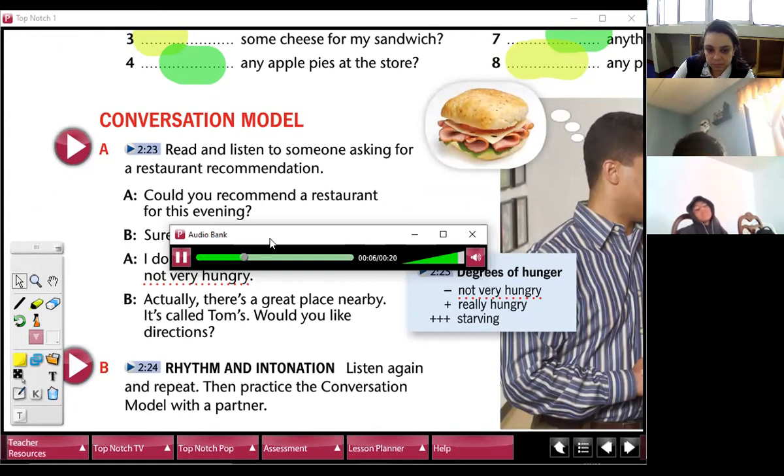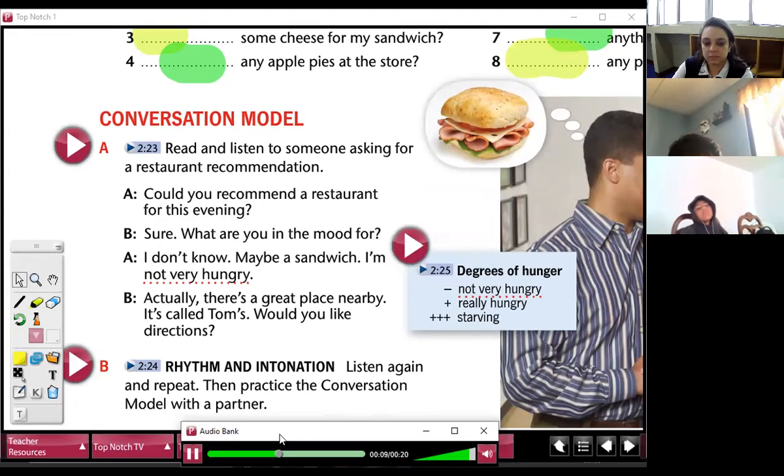Could you recommend a restaurant for this evening? Sure. What are you in the mood for? I don't know. Maybe a sandwich. Actually, there's a great place nearby. It's called Tom's. Would you like directions?